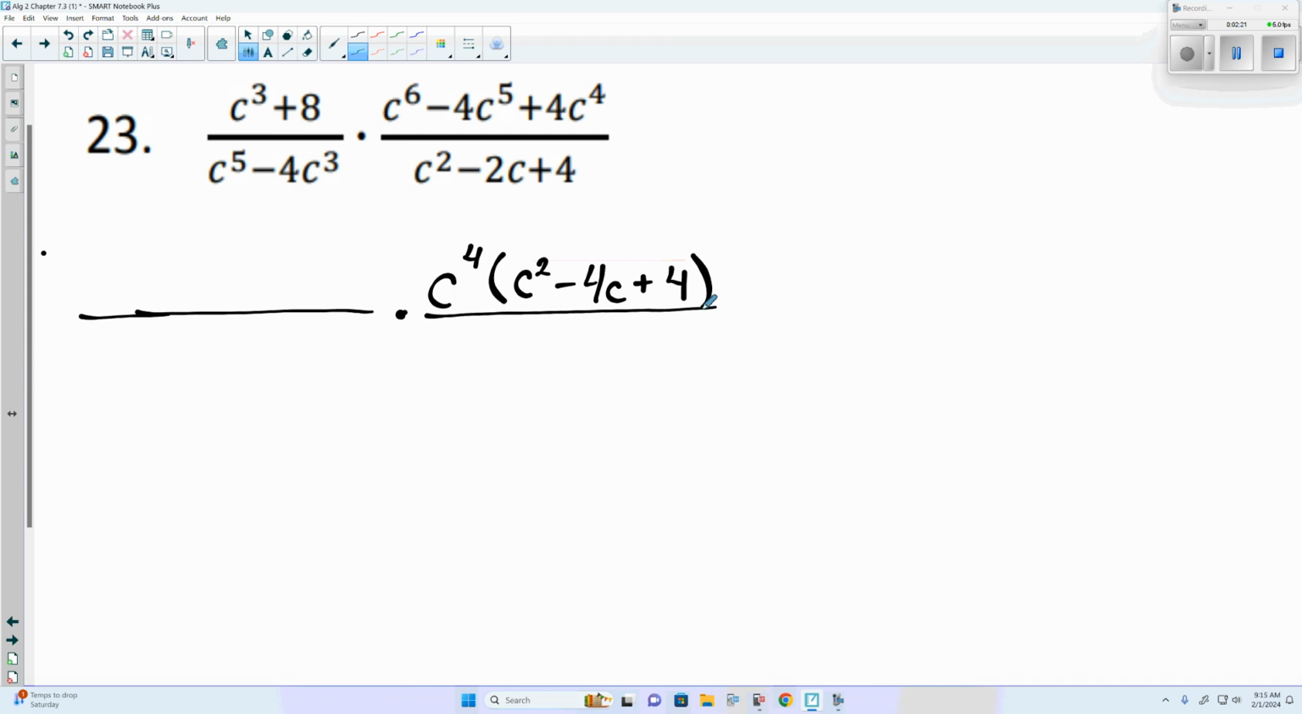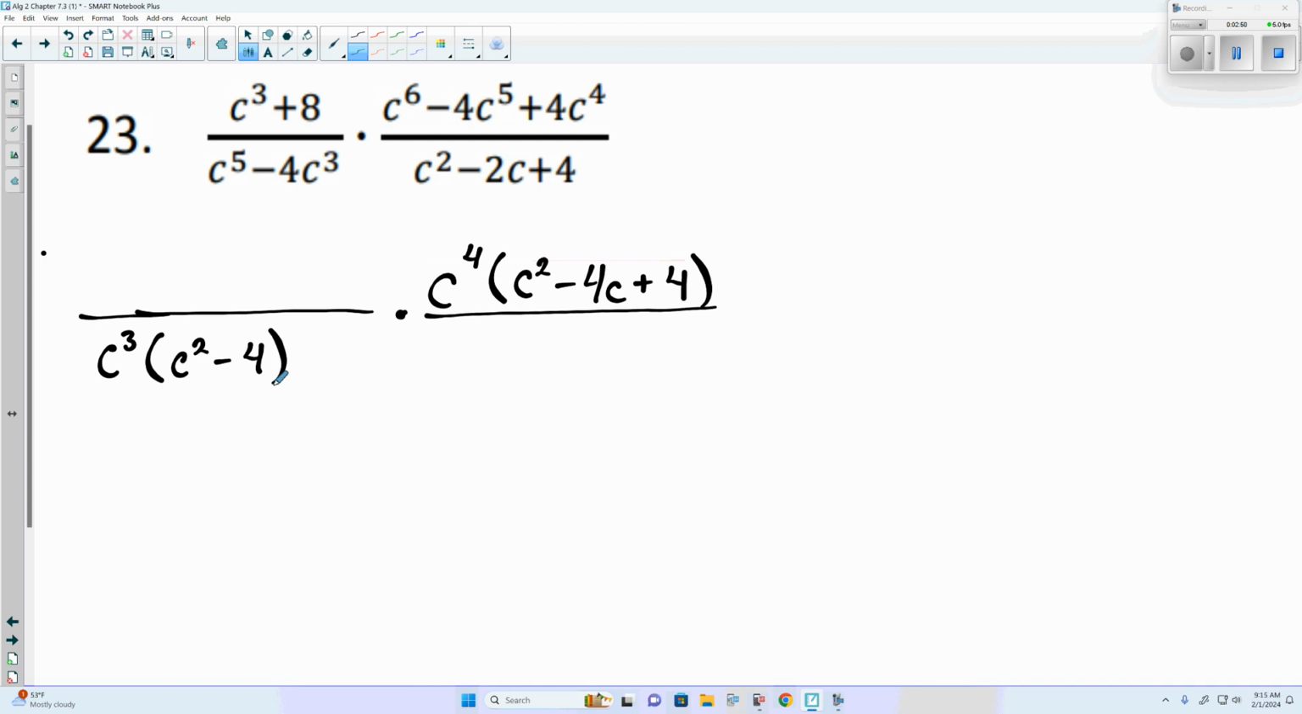Now the other one we do have a greatest common factor is our c to the 5th minus 4c cubed. They both have c. And this one we can factor out c to the 3rd, c cubed. Because if we remove c to the 3rd, or we factor it out of c to the 5th, we're left with c squared. If we factor the c to the 3rd out of 4c to the 3rd, we're left with 4.